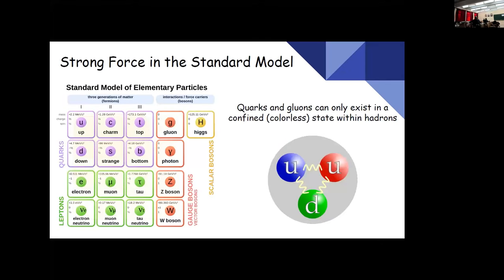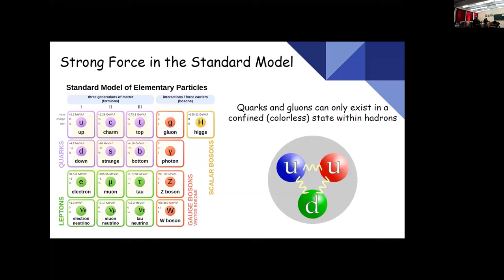So I will start from the strong force. As we know from school, at least that's how they teach us, there are four main interactions: strong, electromagnetic, weak, etc. But I will focus on the strong force. In the standard model, the strong force is described by quantum chromodynamics, or QCD, and the elementary particles of this theory are quarks and gluons.